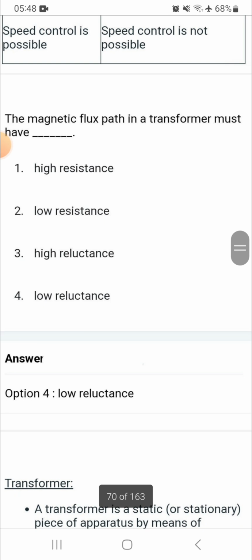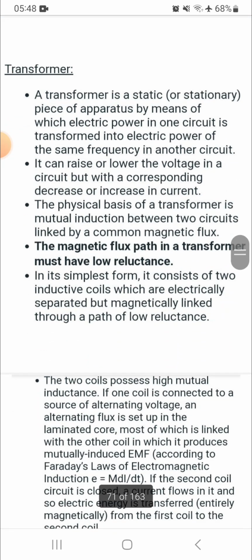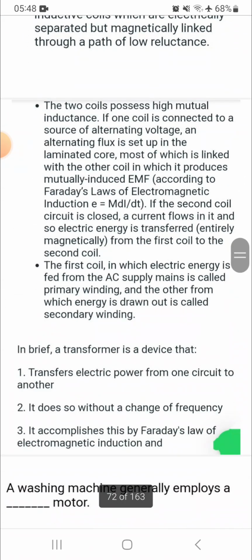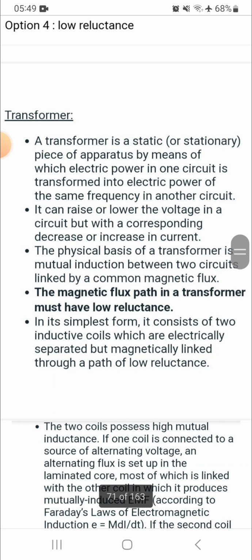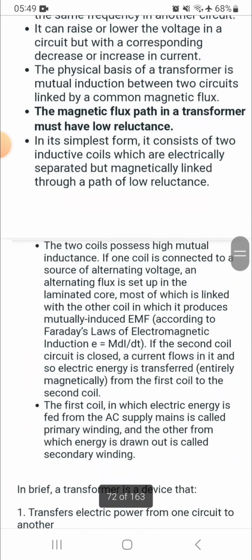The magnetic flux path in a transformer must have low reluctance. This is a known question. The transformer magnetic flux path has low reluctance. Okay. Next one, it can raise or lower the voltage as a step up or step down. In simplest form, consider two inductive coils which are electrically separated but magnetically linked through a path of low reluctance.